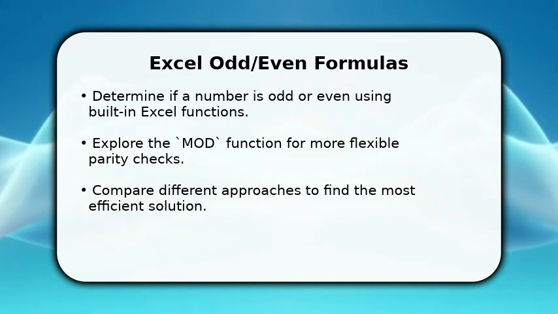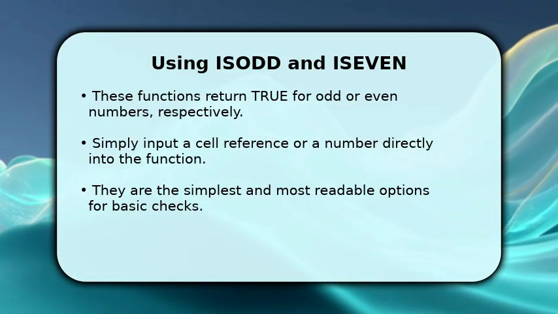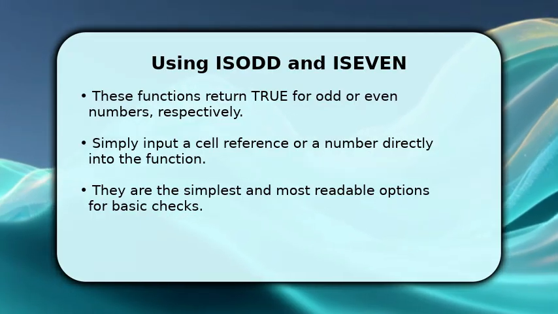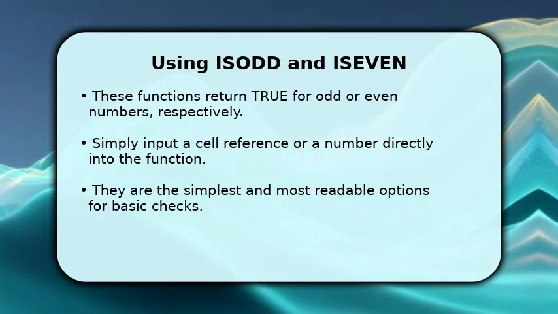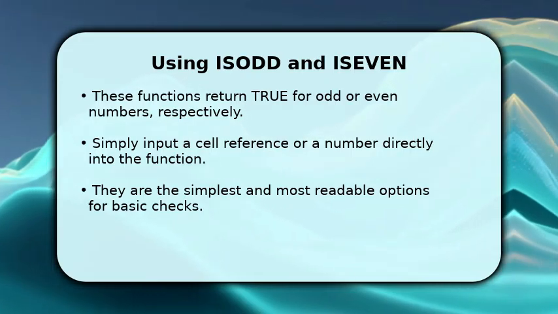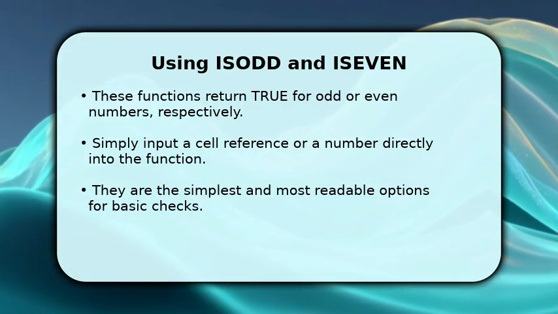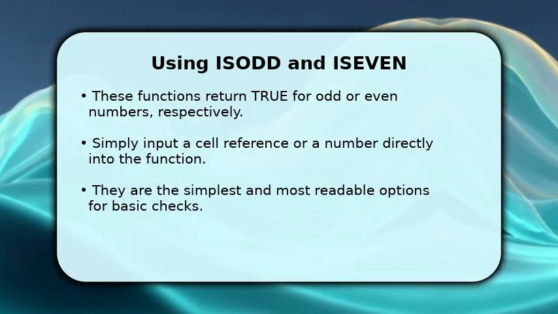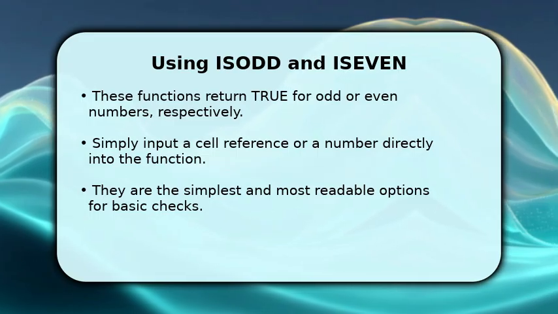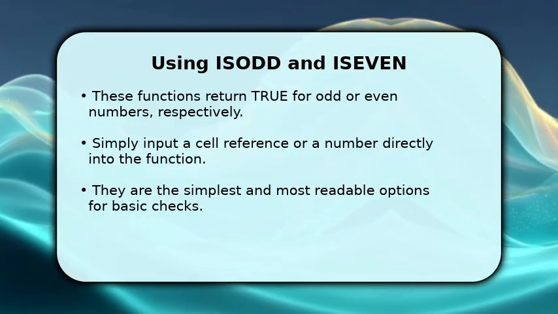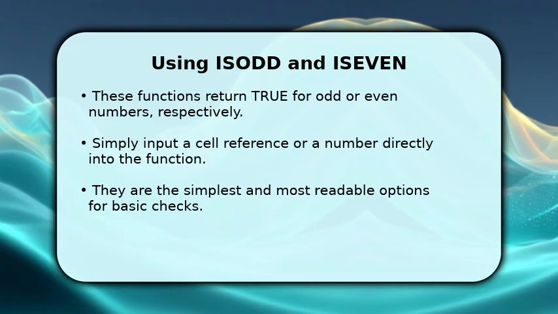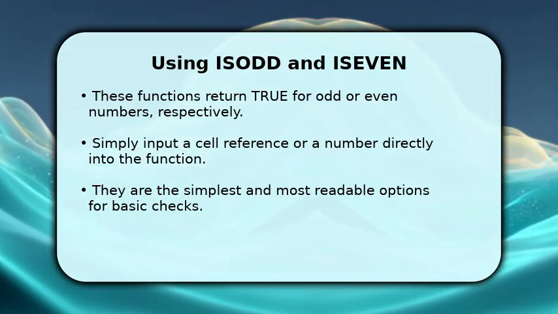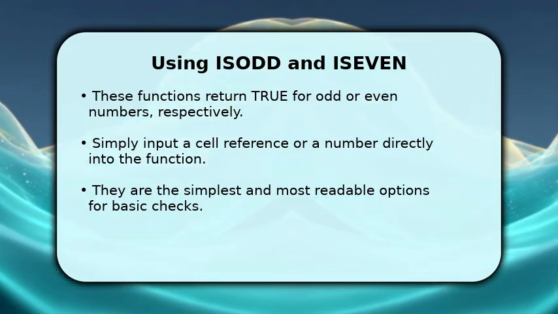data analysis needs. The ISODD and ISEVEN functions are Excel's most direct way to check number parity. To use them, simply type =ISODD(A1) or =ISEVEN(B2), replacing the cell reference with your desired number. If the number is odd, ISODD returns TRUE, otherwise it's FALSE. Similarly, ISEVEN returns TRUE for even numbers. These functions are incredibly easy to understand and implement, making them ideal for quick, straightforward parity assessments in your worksheets.